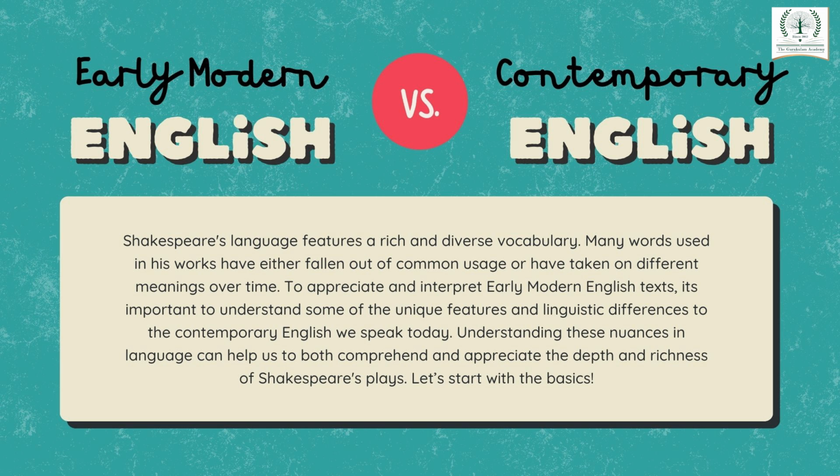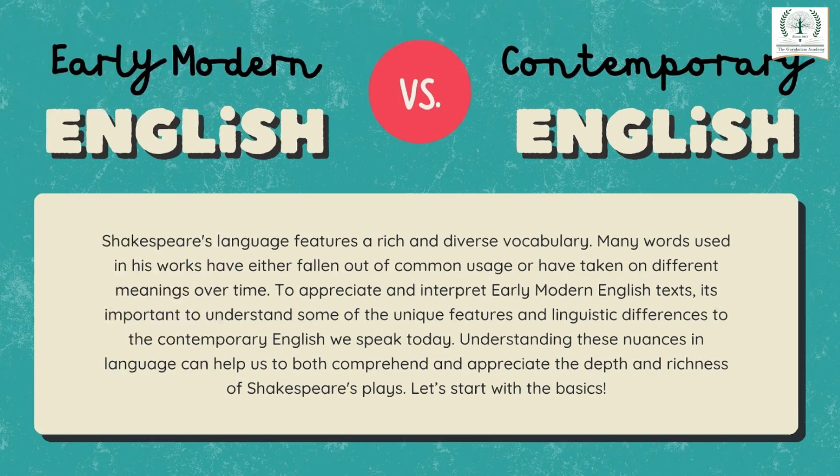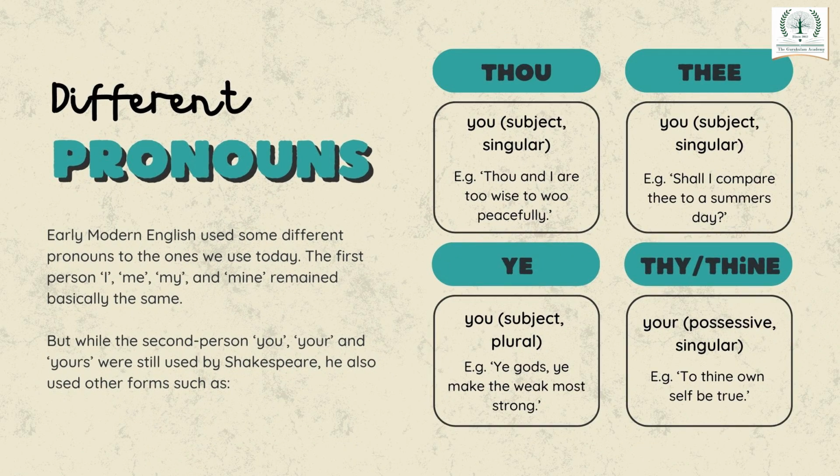Understanding these nuances in the English language can help us to both comprehend and appreciate the depth and richness of Shakespeare's plays. Let's start with the basics. Different pronouns. Early modern English used some different pronouns to the ones we use today. The first person I, me, my, and mine remained basically the same.